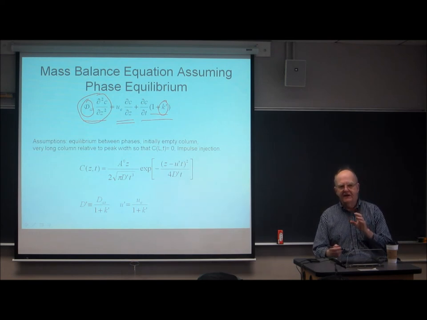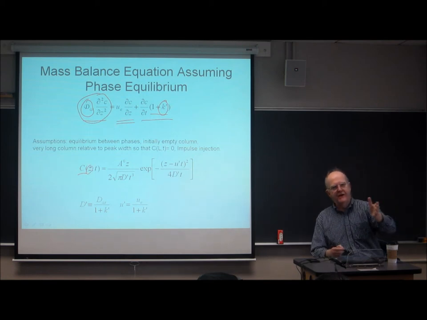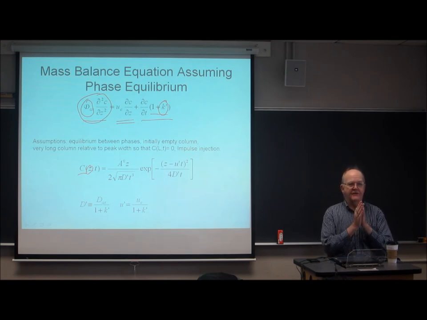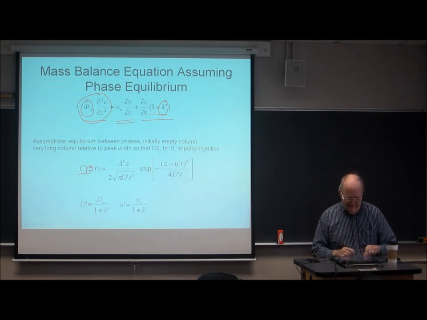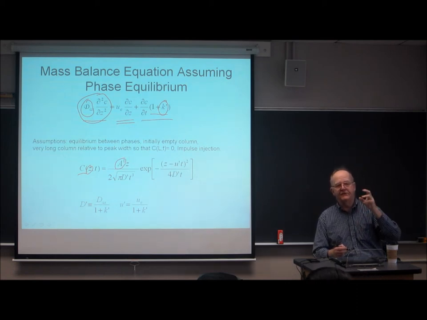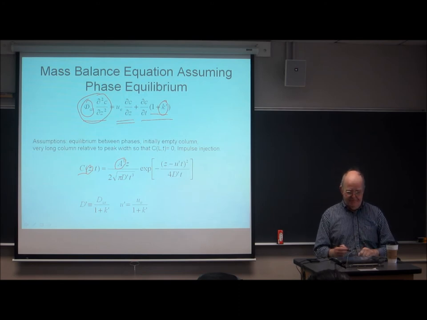It's something that looks vaguely Gaussian, but it's not exactly Gaussian. Here's the concentration as a function of distance along the column. So Z is zero at the inlet, Z equals big L at the exit of the column. T is time after the sample is injected. We're assuming that the sample is injected in a very, very narrow, essentially infinitely narrow pulse at time equal to zero. So the sample goes in like that, not in like that. So this term really represents the total amount of sample that's injected at t equal to zero. It is, in fact, the area under the peak.